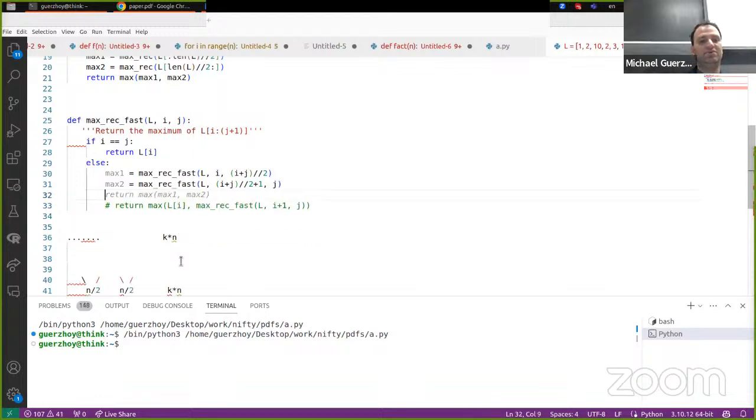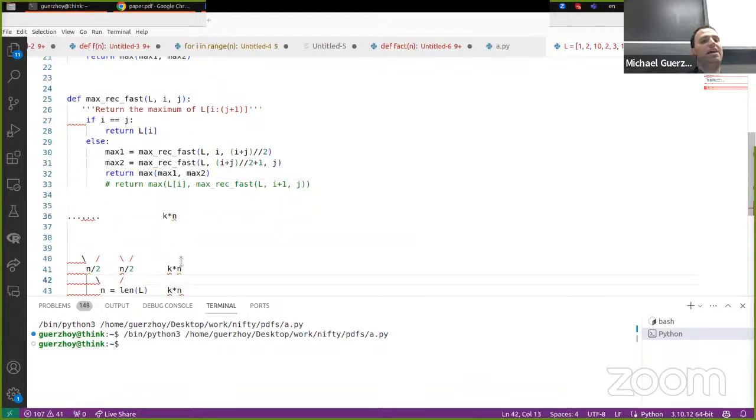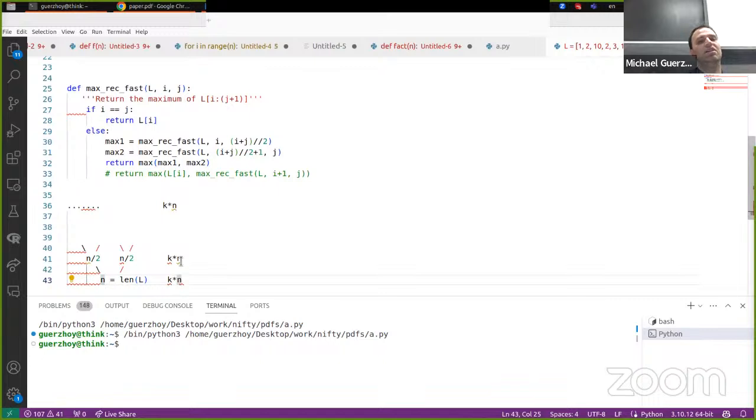And then I'll just do max of max 1, max 2, right? And then over here, the n in this case is going to be j minus i plus 1. Initially you start with the whole thing, so i is 0 and j is length of L minus 1. And then here, again, you are sending in half the range of i to j and the other half the range of i to j. So that will look the same.